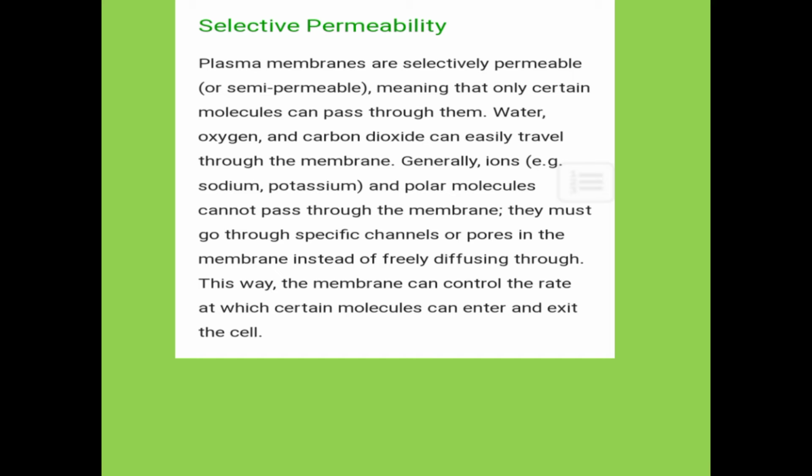Selective permeability membrane. Plasma membranes are selectively permeable, meaning that only certain molecules can pass through them. Water, oxygen, and carbon dioxide can easily travel through the membrane. Generally, ions, for example sodium and potassium ions, and polar molecules cannot pass through the membrane. They must go through specific channels or pores in the membrane instead of freely diffusing through. This way, the membrane can control the rate at which certain molecules enter and exit the cell.